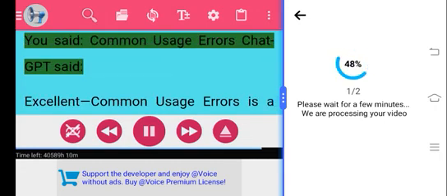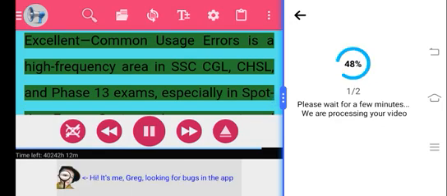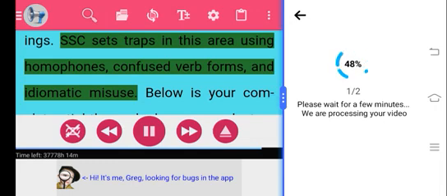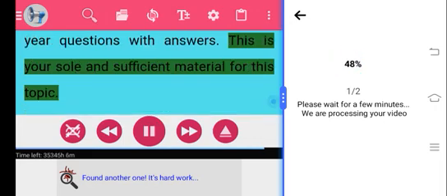You said, common usage errors. ChatGPT said: Excellent. Common usage errors is a high-frequency area in SSC CGL, CHSL, and Phase 13 exams, especially in spotting errors, sentence improvement, and fill in the blank questions. These errors involve words that are commonly confused, misused, or substituted wrongly due to similar sounds, forms, or meanings. SSC sets traps in this area using homophones, confused verb forms, and idiomatic misuse. Below is your complete, tightly packed grammar lecture from base to advanced, followed by 4 SSC-style previous year questions with answers. This is your sole and sufficient material for this topic.